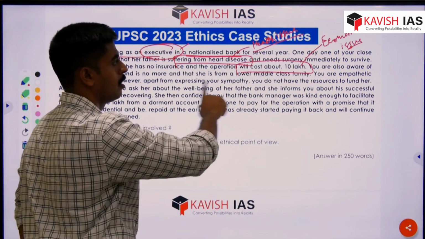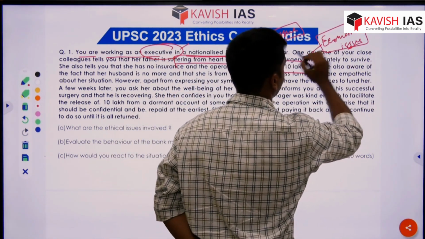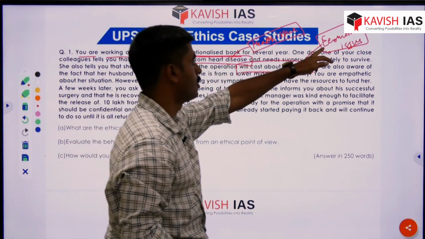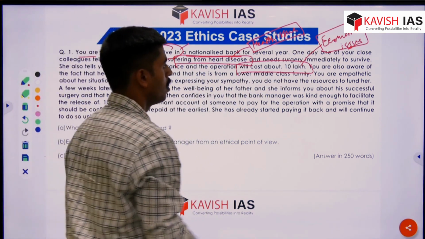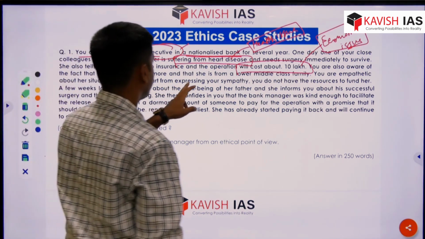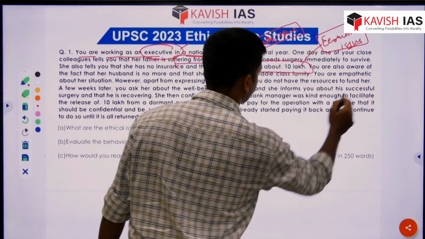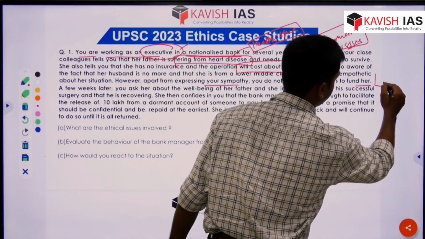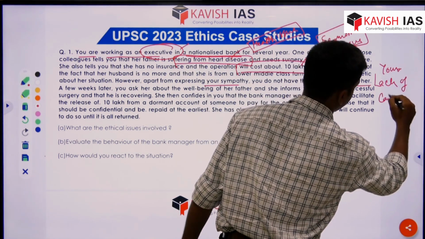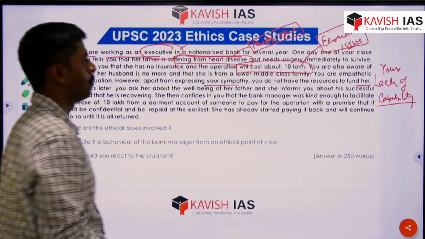See how things are just following each other. First health issue, then, in order to solve this health issue, she needed 10 lakh rupees and that she didn't have. So this is the economic issue. You are also aware of her situation. However, apart from expressing your sympathy, you do not have the resources to fund her. So lack of capability has been described over here.